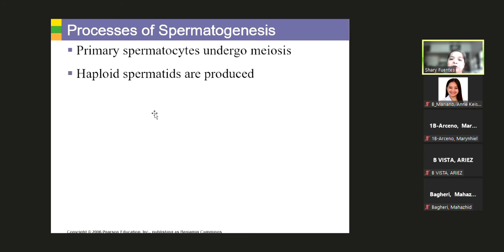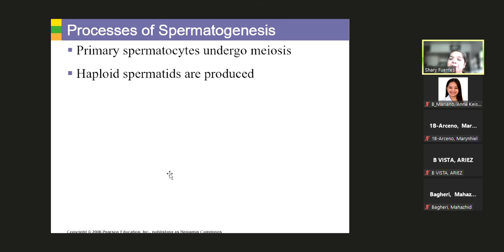So the process of spermatogenesis will start with your primary spermatocytes undergoing meiosis, and then they are going to form the haploid spermatids. In this process, the first one will be mitosis, dalawang daughter cells, and then yung isa maging stem cell, yung isa, yun yung magmamature. Bound to become a mature one, so they will undergo the process of meiosis twice, and they are going to produce haploid spermatids, okay?